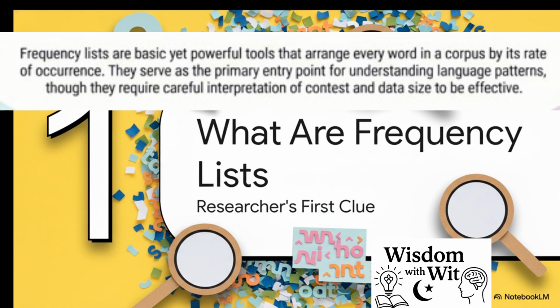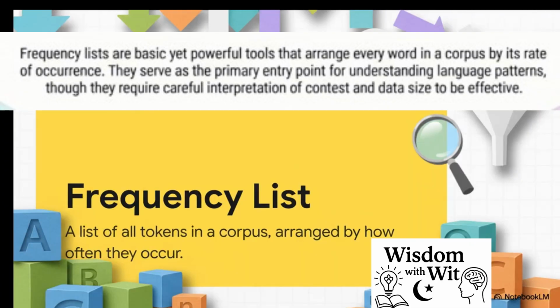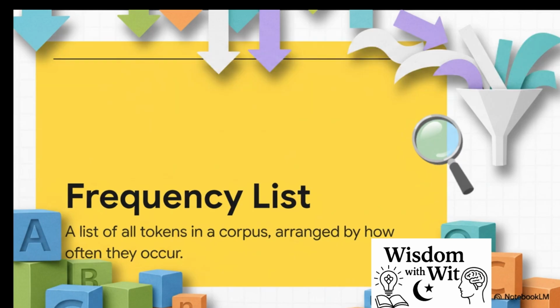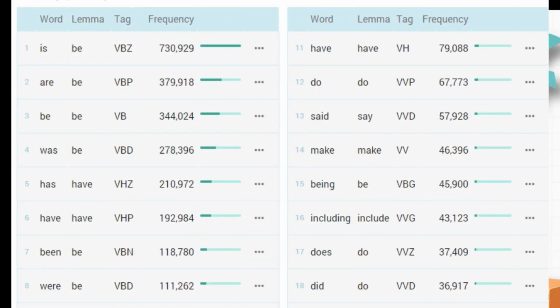What are frequency lists? The researcher's first clue. Now, a frequency list is pretty much exactly what it sounds like, but that simplicity? That's its superpower. It's a list of all the words, or tokens as we call them, in a given corpus arranged strictly by how often they pop up. It's the absolute first entry point into understanding language patterns. Without this sorted list, a corpus is just a chaotic bucket of letters, but with it, order finally begins to emerge.